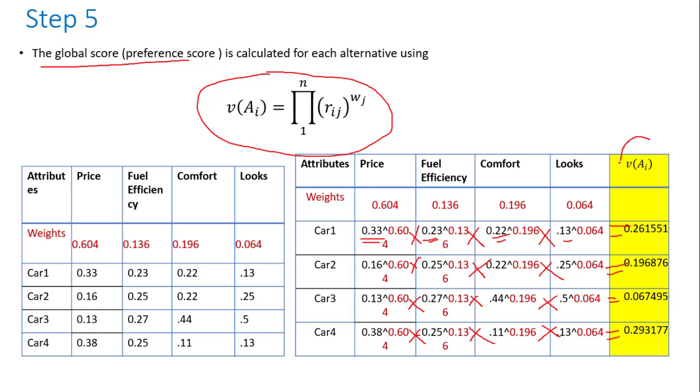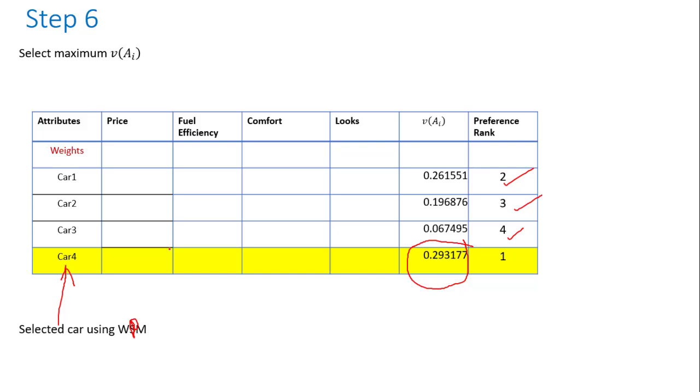Once the global score or preference score is calculated using the weighted product method, WPM, the selected car using WPM is car 4, car 1 will be rank 2, car 2 will be rank 3, and car 3 will be ranked 4. This is how we work for WPM and WSM.